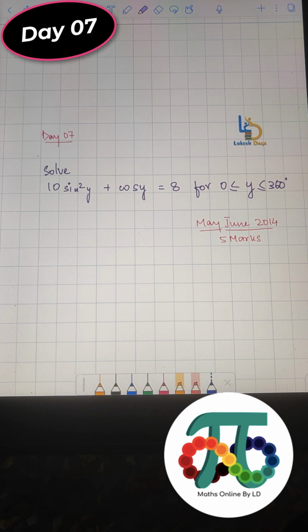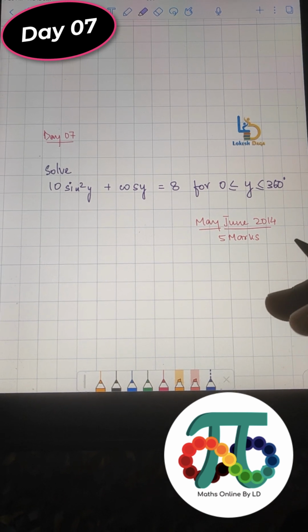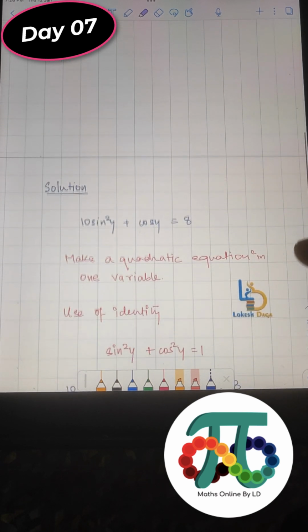The question is: solve the equation 4 sin squared y plus cos y equals 8, for y greater than or equal to 0 and less than or equal to 360. This question was asked in the May-June 2014 paper for 5 marks. Give it a try. Let's begin with the solution. We'll be going in detail.